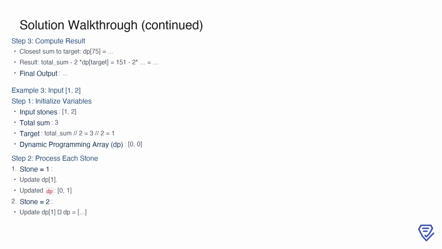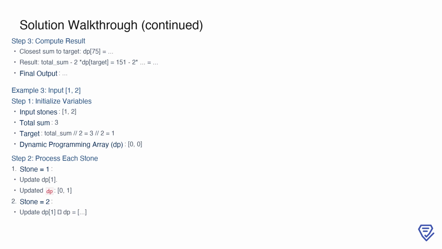After processing all the stones, the value at DP[75] gives us the closest sum to the target that we can achieve. To calculate the result, we subtract twice this value from the total sum. This gives us the minimum possible difference between the two groups of stones. For this example, the result is computed as the total sum, 151, minus 2 times the value at DP[75]. This difference represents the smallest possible weight imbalance, and the final output is derived from this calculation.